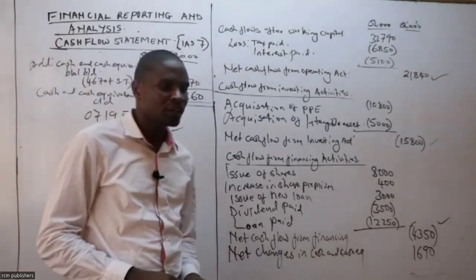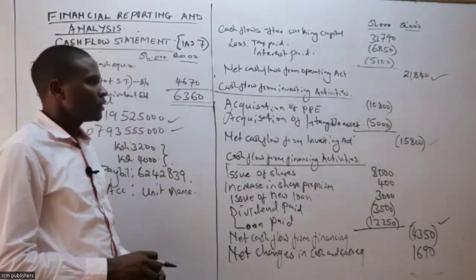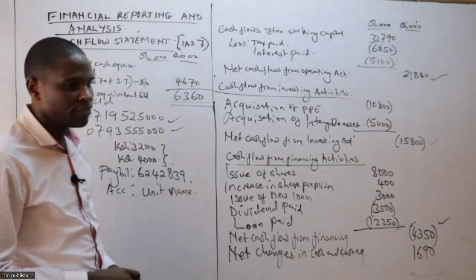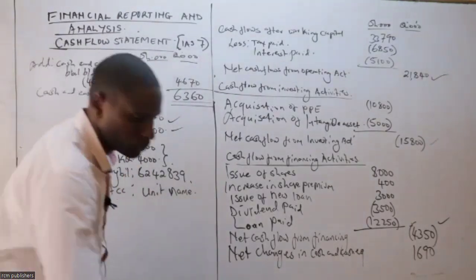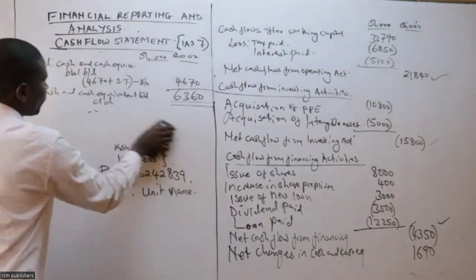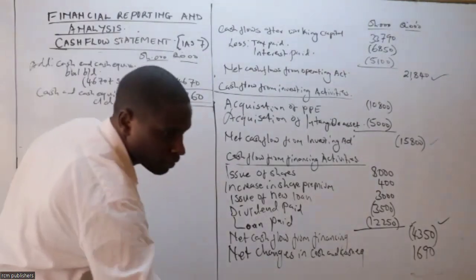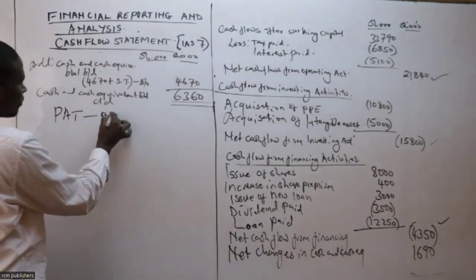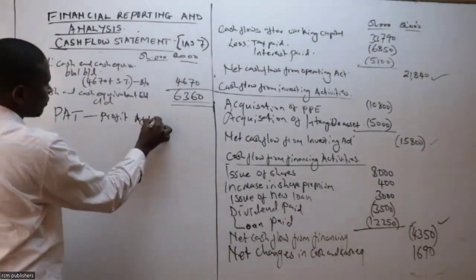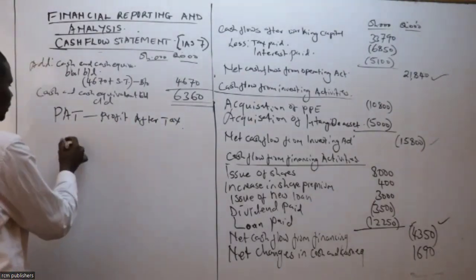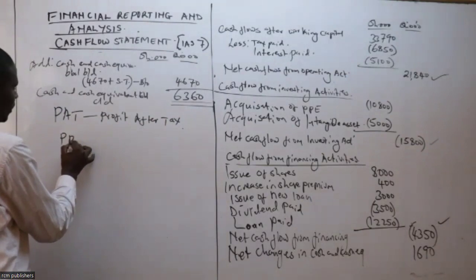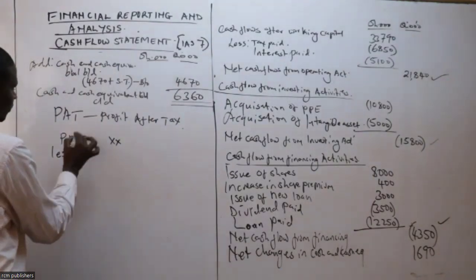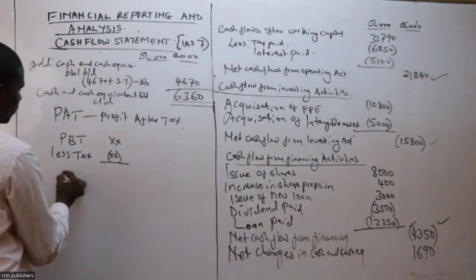So for those who are going back to work, feel free to read the material. But if you want to wait for the explanation, if you are given the profit, no worries. So in the cases whereby the examiner gives you the profit after tax, this is profit after tax. So I take you back to the income statement. We know that profit before tax, we less tax, so that we get what? Profit after tax.